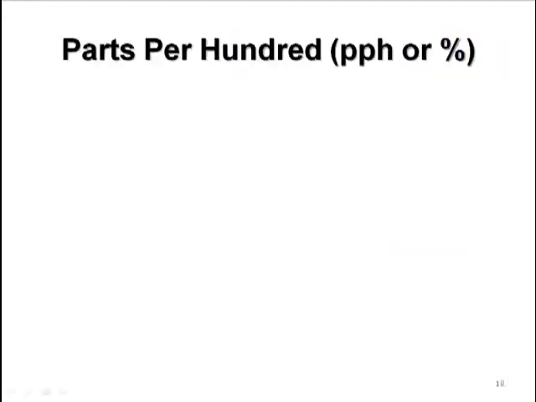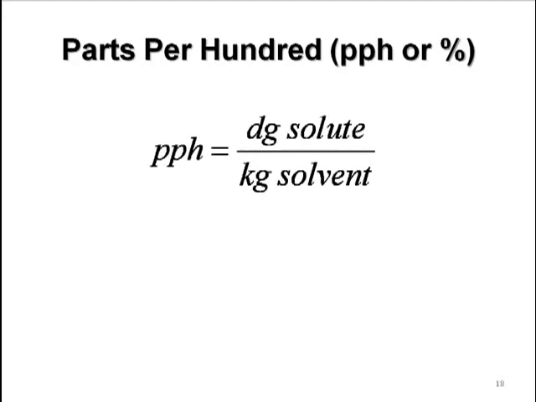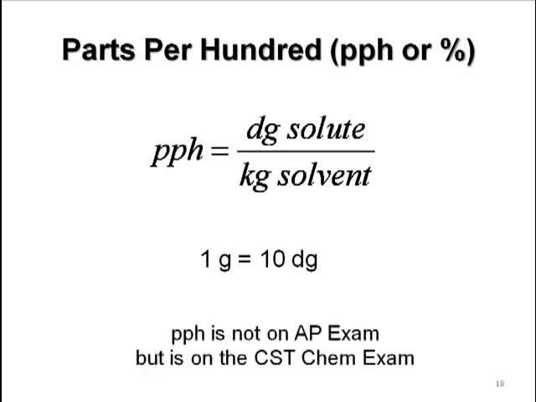All right, next one. ppH is the decigrams of solute per kilogram of solvent. ppH, parts per hundred. Now, 1 gram is equal to 10 decigrams. Deci is smaller than the gram, so you need 10 of the little ones to make one of the big ones. Parts per hundred is not on the AP exam, but it is on the CST chemistry exam at times.